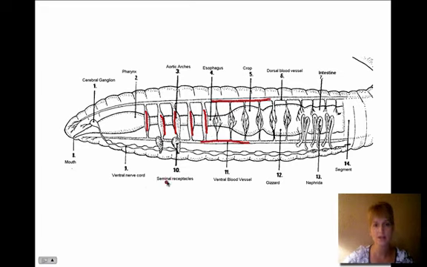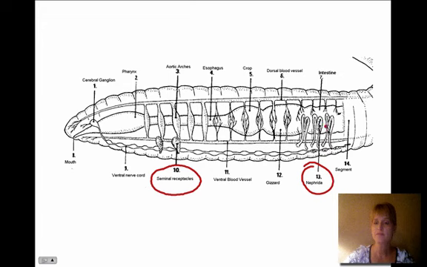And down here for reproduction, you'll see these are seminal receptacles. So right here, these receive sperm from a different earthworm. Okay? And then nephridia, this over here, nephridia, these help excrete wastes.